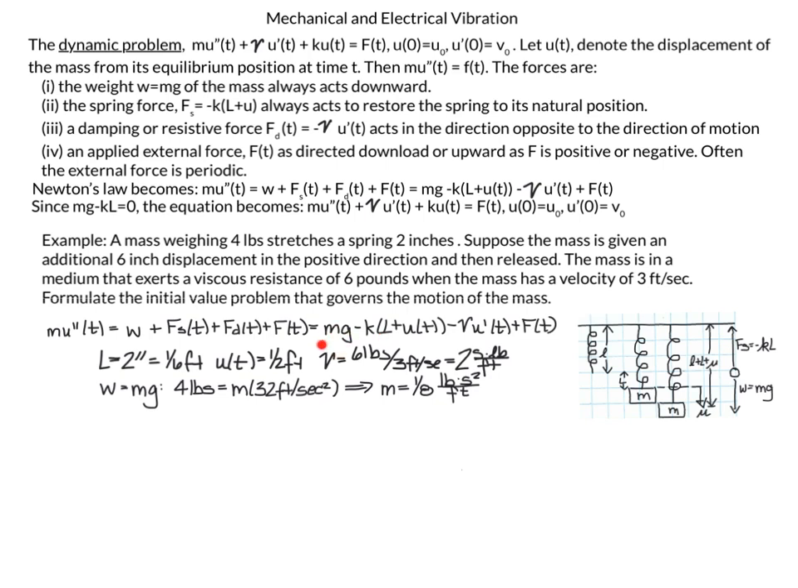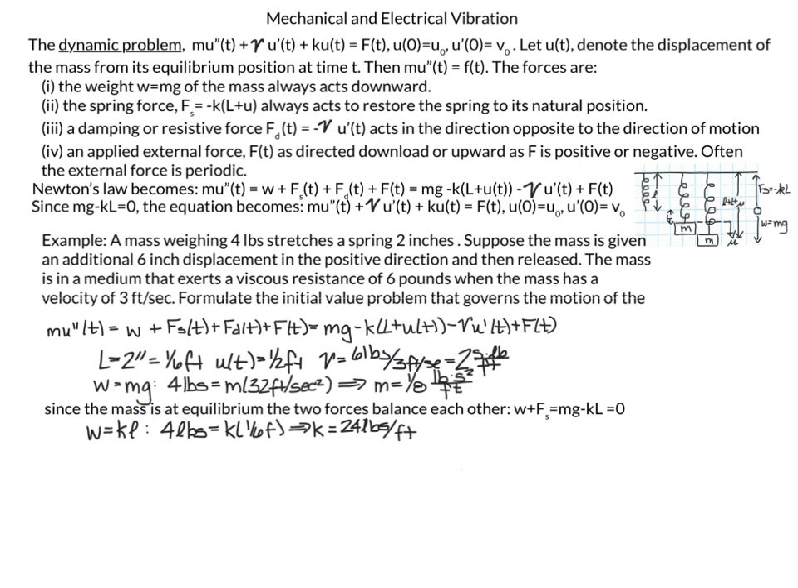Our damping coefficient. Remember, the damping force is in the opposite direction of motion, so it has to do with the velocity. So here we have 6 pounds when velocity is 3 feet per second. That's 6 pounds, that's 6 lbs. So 6 pounds per 3 feet per second is equal to 2. And then last, our weight is equal to mg, so that's 4 pounds, which means our mass is equal to 1/8.